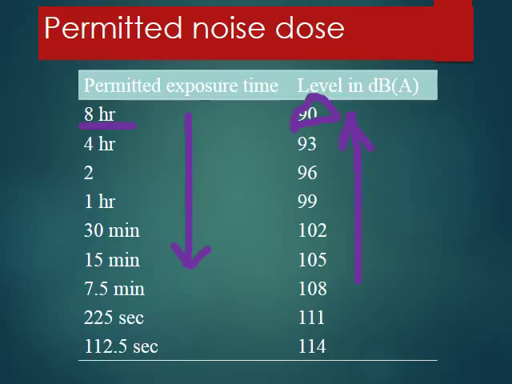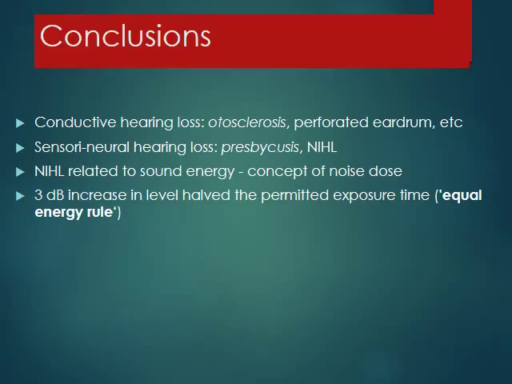As conclusions, conductive hearing loss includes, for example, otosclerosis and perforated eardrum. Sensory neural hearing loss includes presbycusis and also NIHL. NIHL is related to sound energy, which relates to the concept of the noise dose.